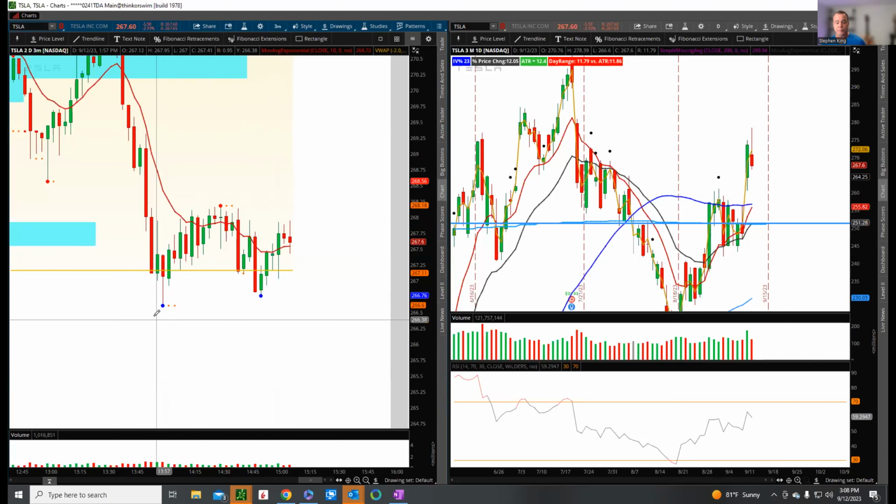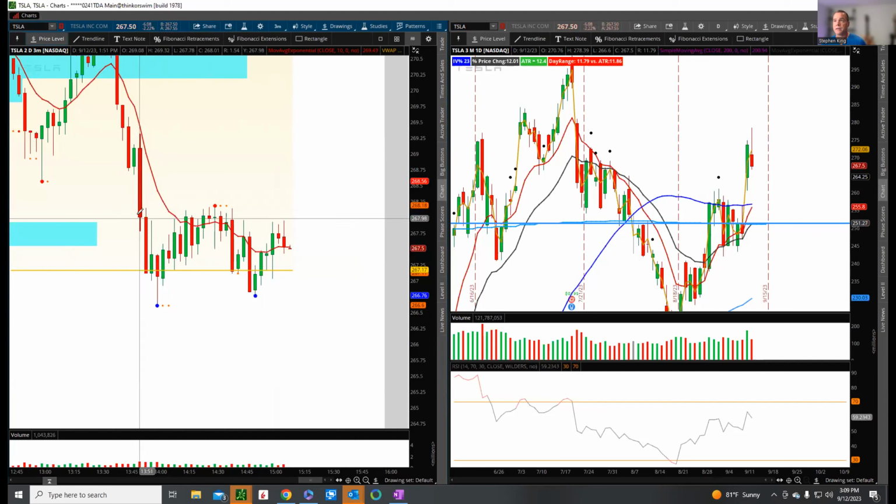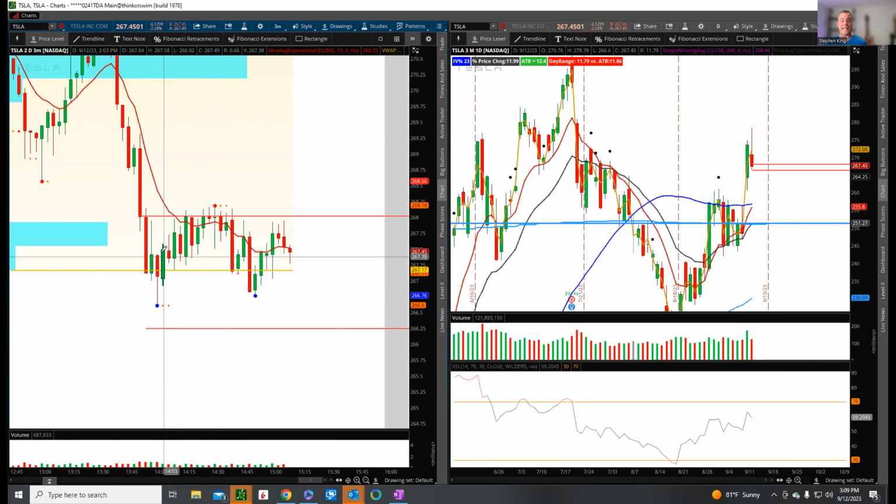So double bottom, right? And Johnny's setup is 268.09. Let me just bring this up here. Doesn't have to be exact. 268.09. So basically breaking out of this, because it's clearly double bottom and it's in a channel, right? And then stop is 266.22. So it's down here. All right. And Johnny just said cancel Tesla.